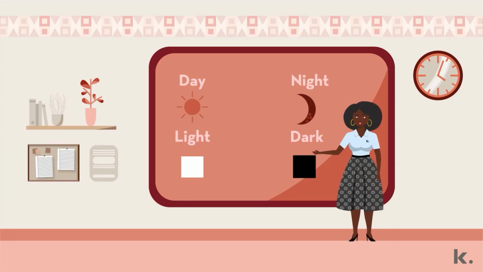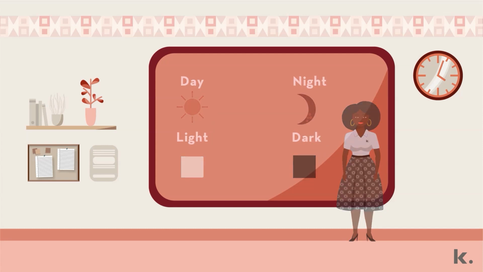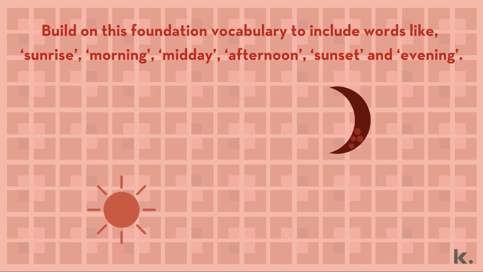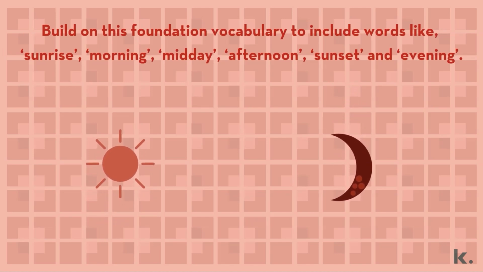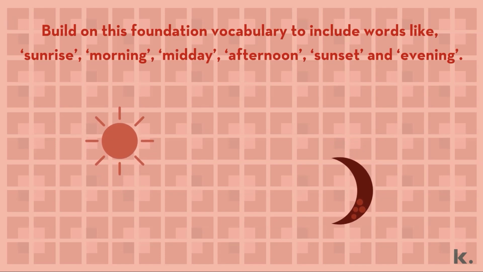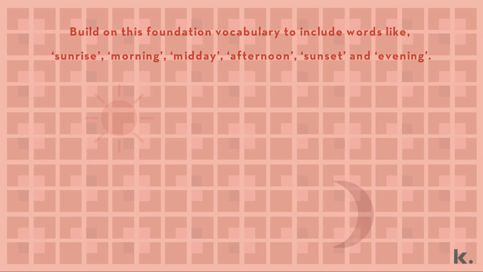While it is important to introduce children to new and concept-specific vocabulary, you need to avoid making this section of work too technical and terminology-heavy. Your children should, by this stage, have an idea of the difference between night and day and light and dark. Build on this foundation vocabulary to include words like sunrise, morning, midday, afternoon, sunset, and evening.